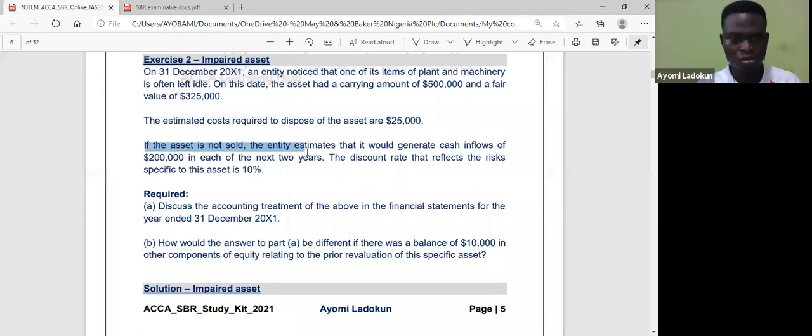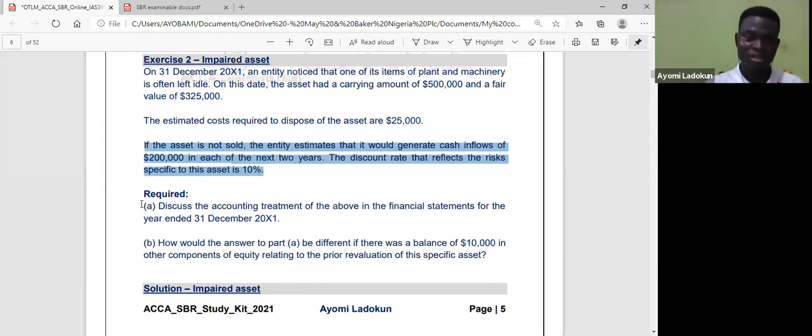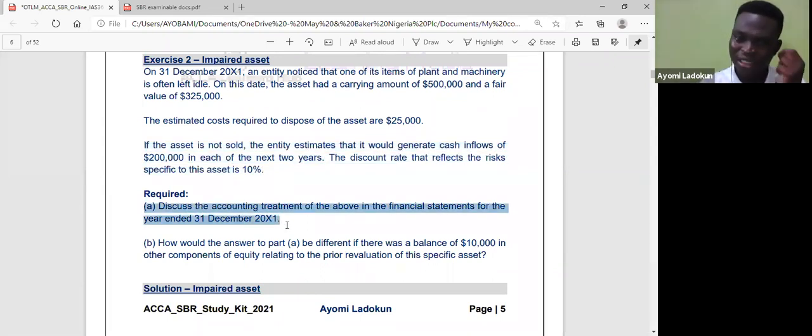The asset is not sold. The entity estimates that it will generate cash inflows of $200,000 in each of the next 2 years, and the discount rate that reflects the risk specific to this asset is 10%. Required: discuss the accounting treatment of the above in the financial statements for the year ended 31st December 20x1. Did you see? This guy is telling me to discuss.